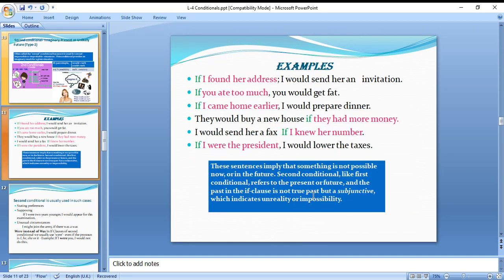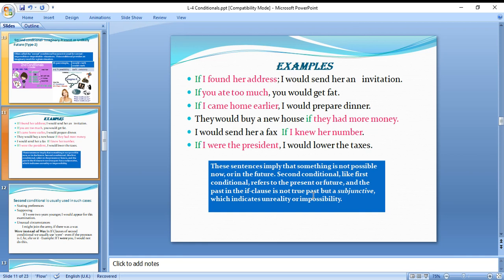For example, if I found her address, I would send her an invitation, but I would not be able to send her an invitation because I was not able to find her. If you ate too much, you would get fat. If I came home earlier, I would prepare dinner. They would buy a new house if they had more money. I would send her a fax if I knew her number.